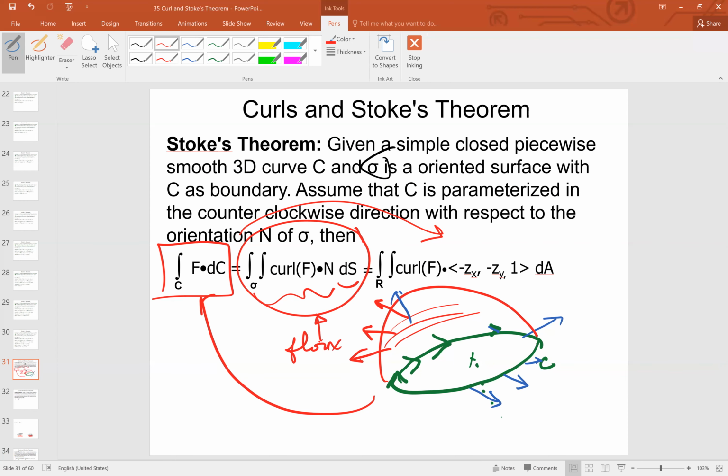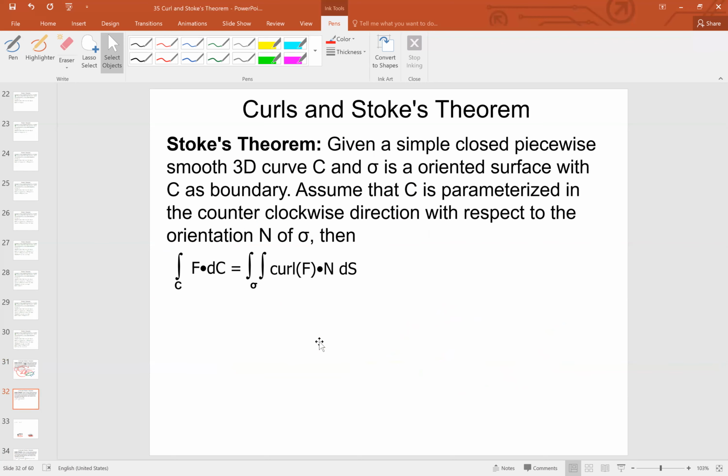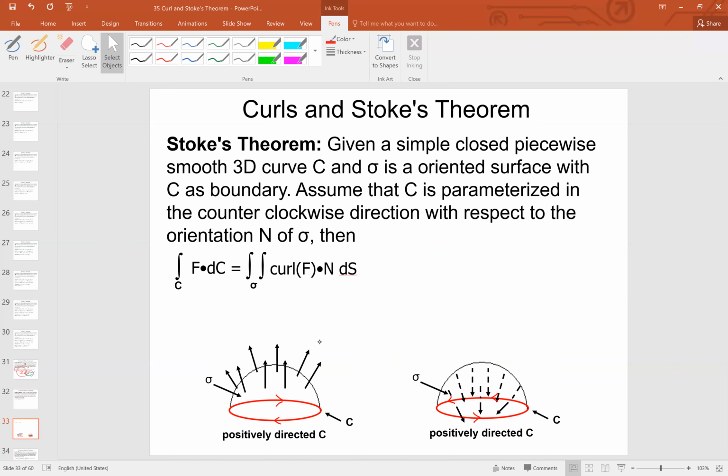So that's an interesting conversion, into a non-standard integral, not a dx dy kind of integral. And a couple of things about the surface.